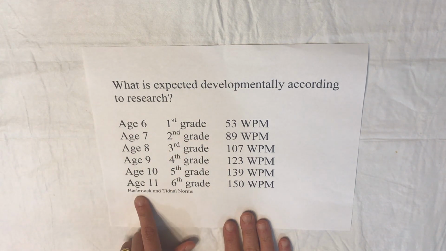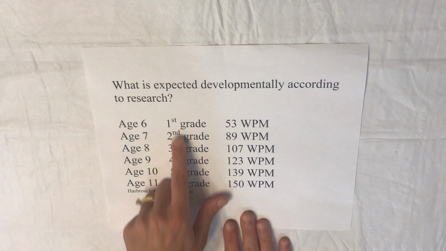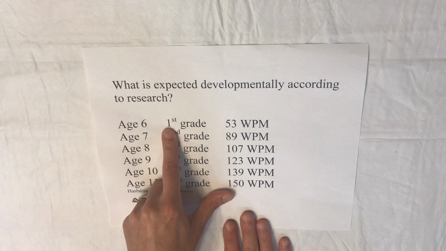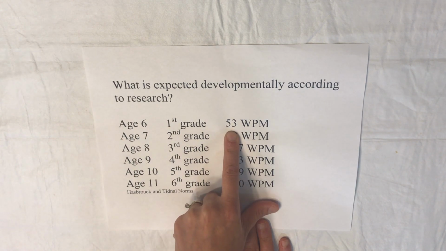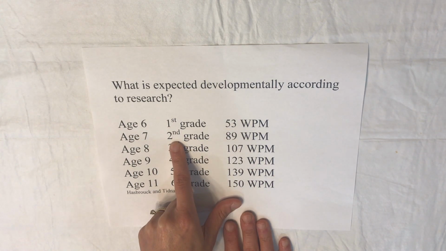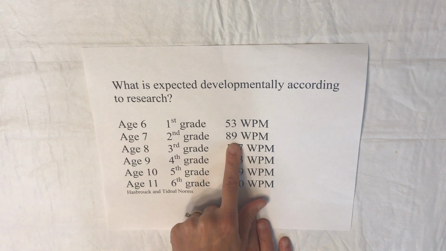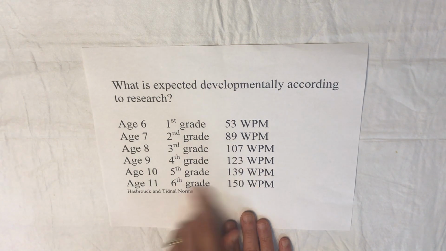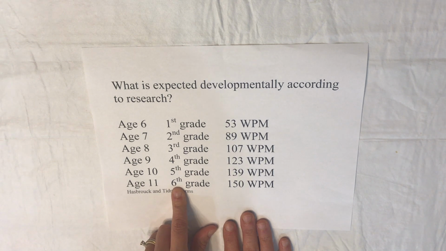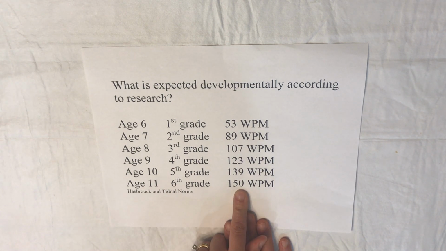So according to Hasbrook and Tyndall, a first grader at age 6 would read 53 words per minute. A second grader at age 7 would read 89 words per minute, and so on until you got to about 6th grade or age 11, where a child could read about 150 words per minute.